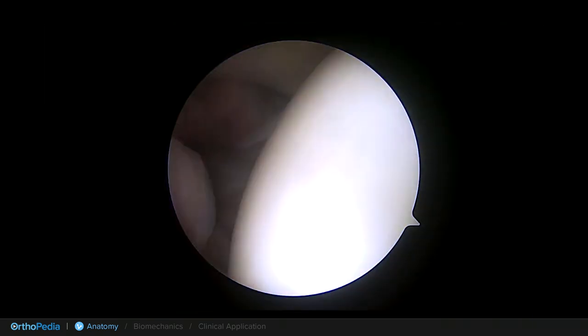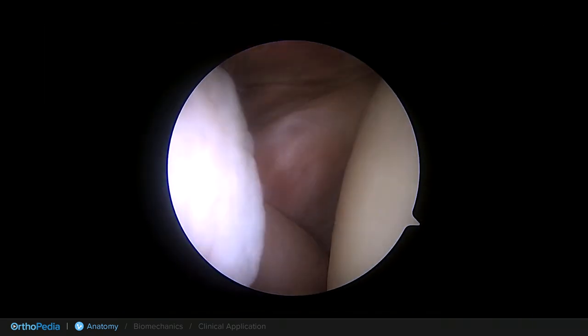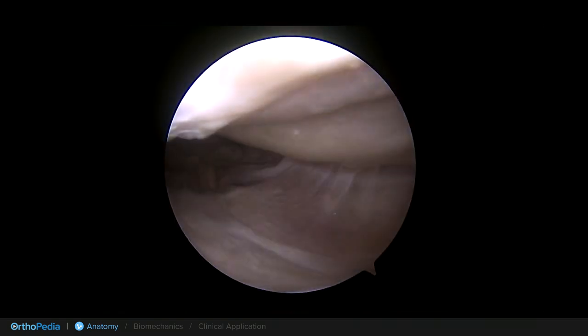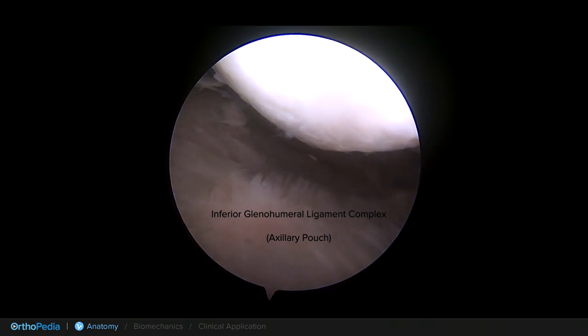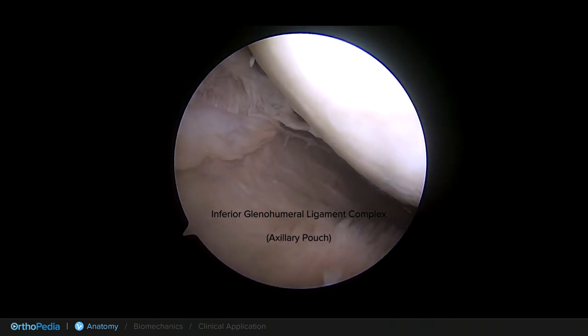And finally, as the camera is driven inferiorly, the axillary pouch containing the inferior glenohumeral ligament complex comes into view, from its medial attachment on the glenoid through to the lateral attachment on the humerus.